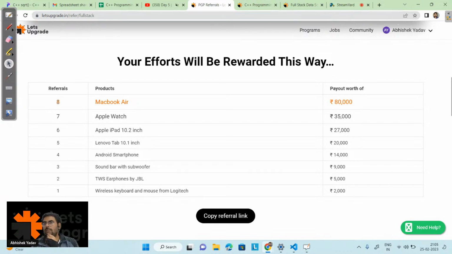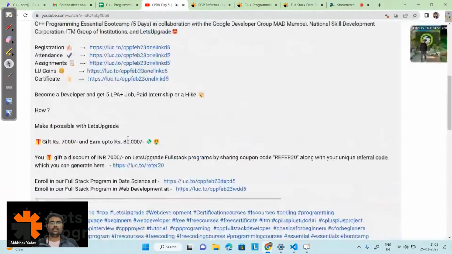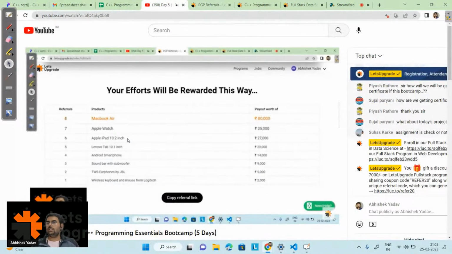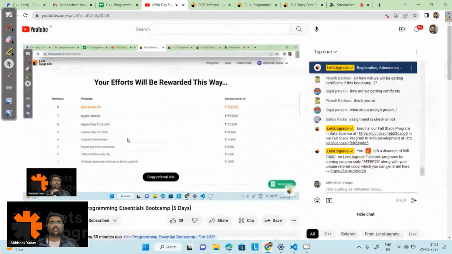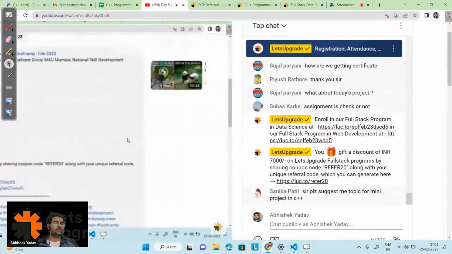Ash is asking whether the assignment is checked or not. It will be checked by the management team. Guys, if you have any other doubt, please write in the chat. You still have 5 minutes, and after that we will end our session. Any doubt related to the course or the program, anything you want to share, please suggest.